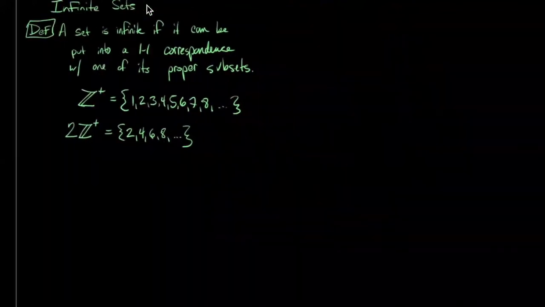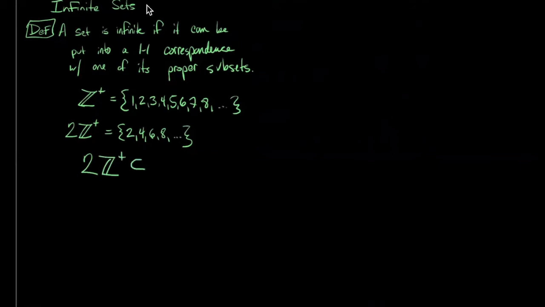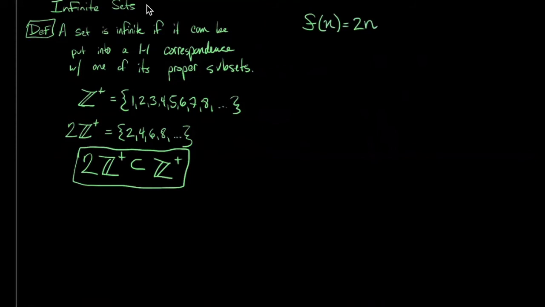And so we know that this is infinite. We just want to be able to show it. We can say without a doubt that 2Z plus is a proper subset of Z plus. That's definitely true. So we're going to make a function now, and this is going to be our one-to-one correspondence, and that function will be f of n is equal to 2n.